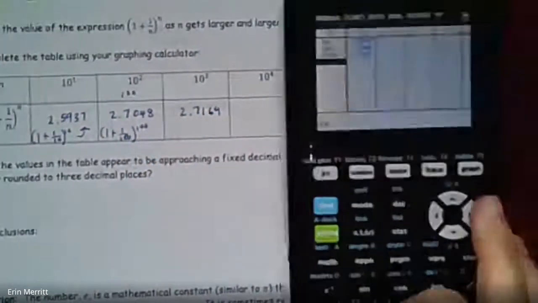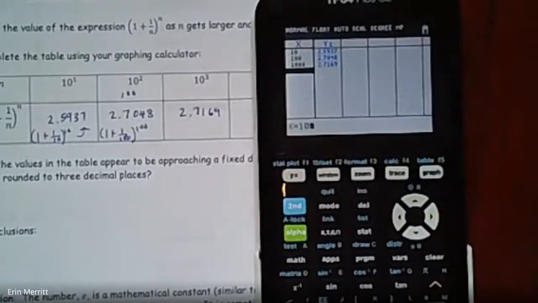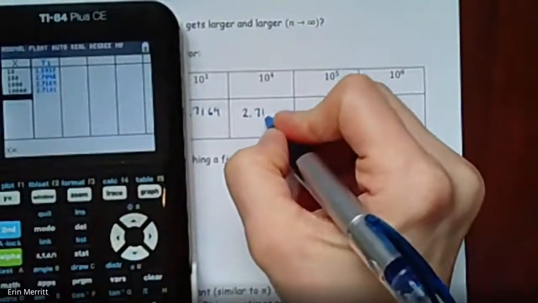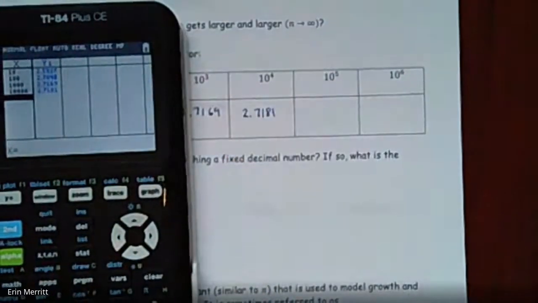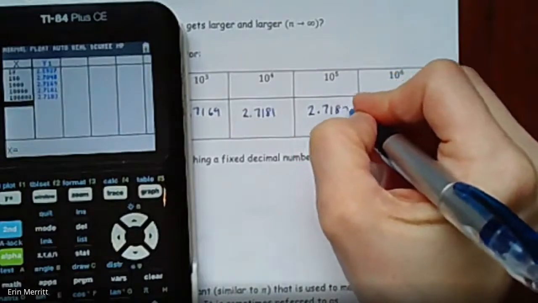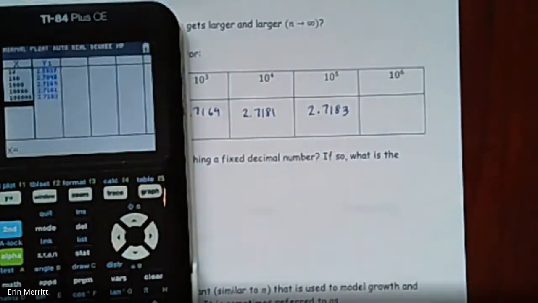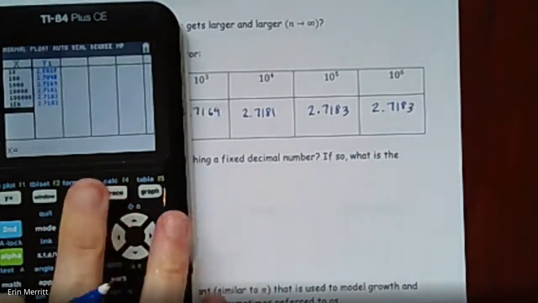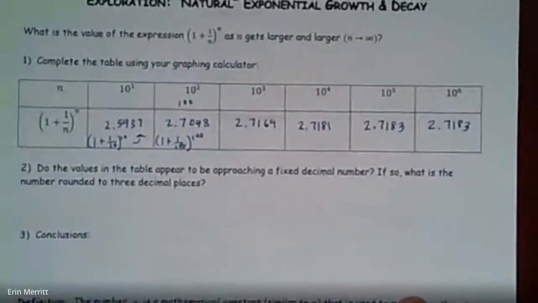And then as we keep increasing the value, let's put in 10,000. That value increases, but not much, 2.7181. All right, let's put in 100,000. I was counting my zeros there, 2.7183. And then if we put in a million, 6 zeros, we get 2.7183. So rather than the number getting bigger and bigger and bigger, it starts to level off or plateau off to a single value.